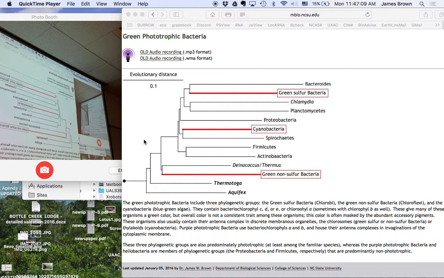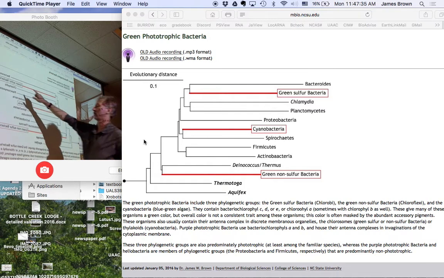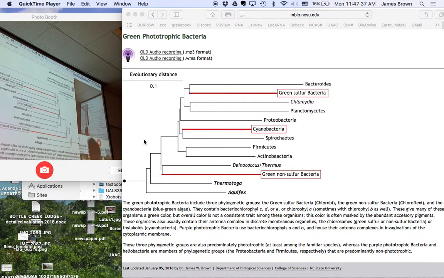These chlorophylls give them a green color, which is very often heavily modified by accessory pigments, things like retinols and so forth. Many of these, the green non-sulfur bacteria and cyanobacteria, very often have lots and lots of red accessory pigments, and so they end up being kind of a rusty brown or golden color. Green sulfur bacteria are usually really green.